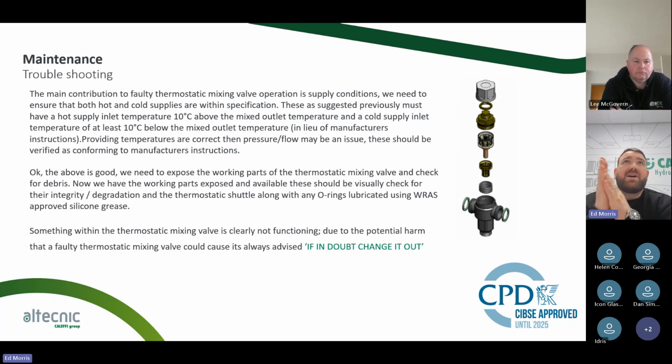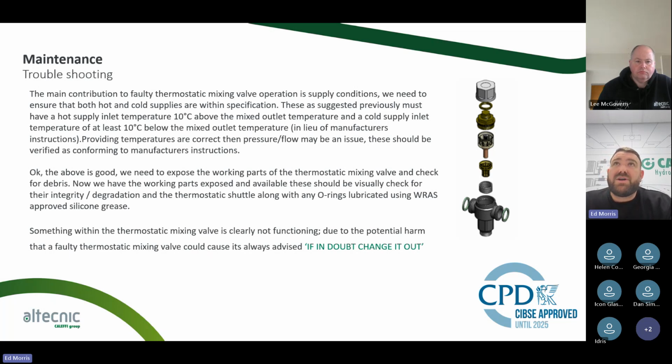Troubleshooting. The main contribution to full thermostatic mixing valve operation is supply conditions, and we need to ensure that both the hot and cold supplies are within specification. These, as suggested previously, must have a hot supply inlet temperature of 10 degrees above the mixed outlet temperature and a cold supply inlet temperature of at least 10 degrees below the mixed outlet temperature. In lieu of manufacturer's instructions, everybody's works slightly differently, so always rely on the manufacturer's instructions first and foremost to see where they should be working.